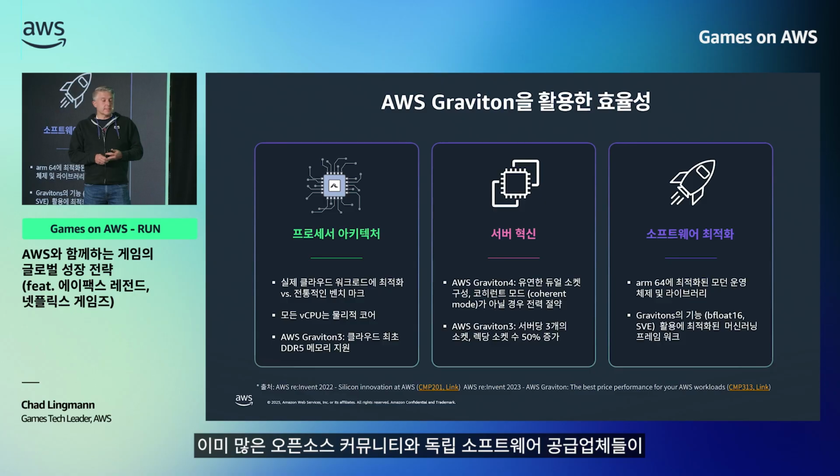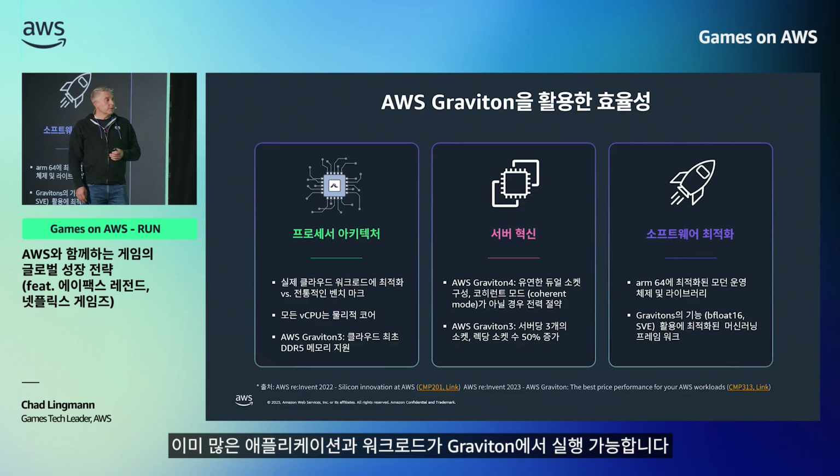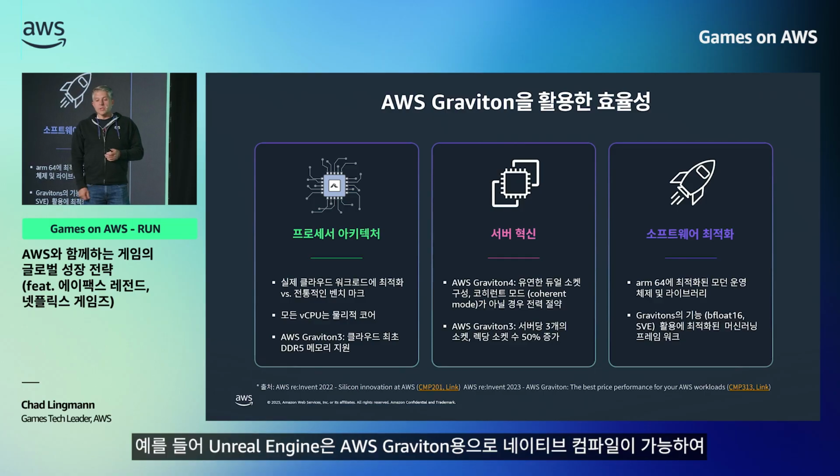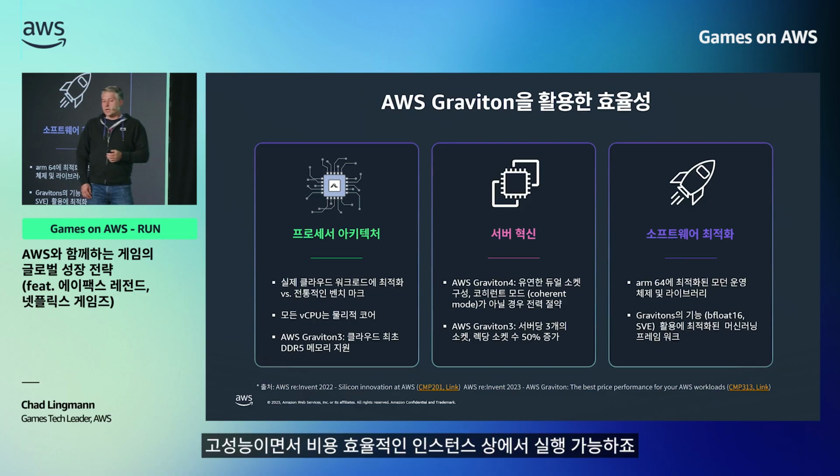So AWS, many open source communities, and independent software vendors have optimized software solutions for ARM already. So many applications and workloads are already able to run on Graviton. For example, Unreal Engine can be natively compiled for AWS Graviton, enabling developers to run and deploy game servers, build pipelines, and studios on these cost-effective, high-performance instances.